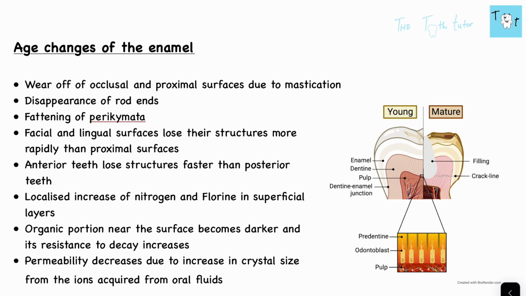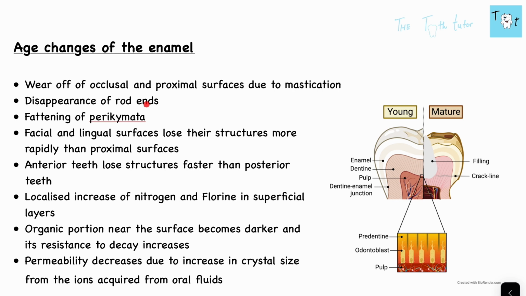So the first thing that happens is the wearing off of the occlusal and proximal surfaces due to mastication. What that means is that when the enamel is young, you can see the smooth surface and maybe the cusps are pointed, that kind of surface. But as we age, due to mastication, the surface will be worn off.